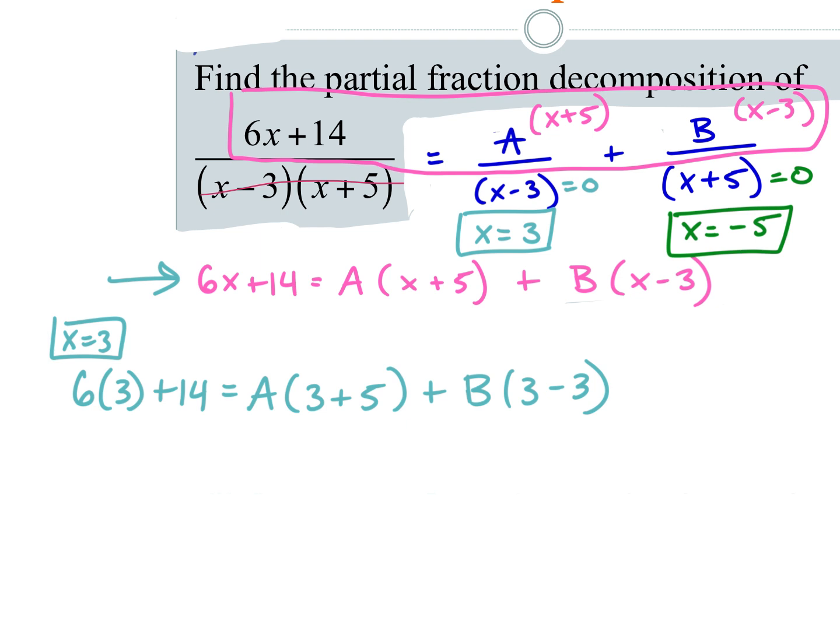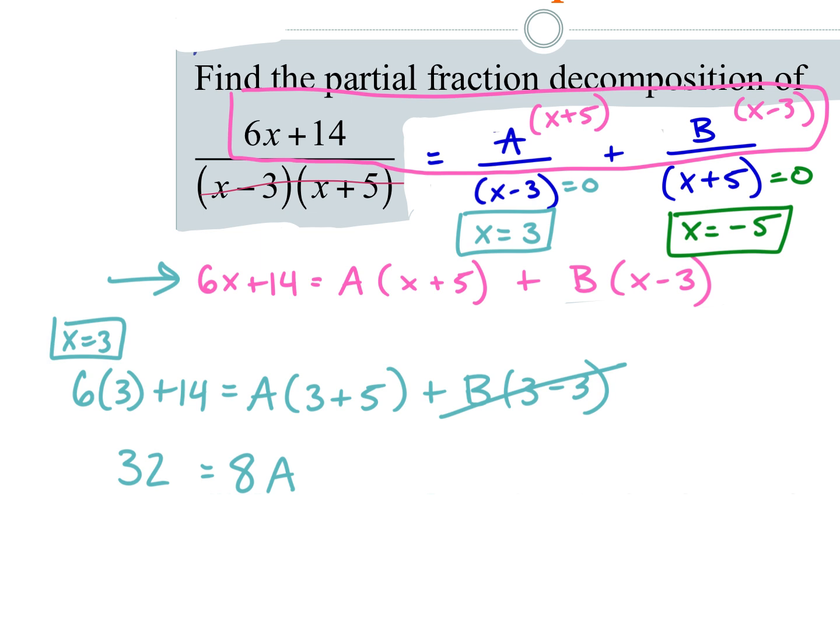So 6 times 3 would be 18. And 18 plus 14? 32, perfect, is equal to 3 plus 5 would be 8a. What's 3 minus 3? What's 0 times b? It cancels out. So that would be 0b goes away.